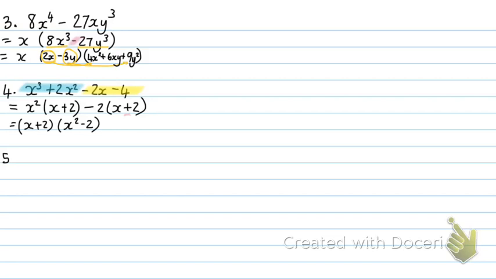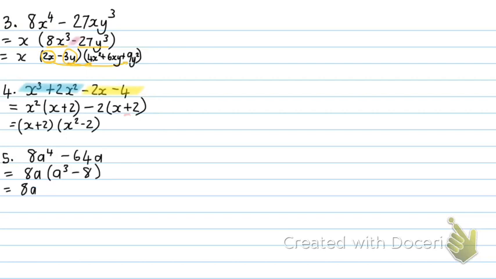Number 5. 8a to the power 4 minus 64a. The first step of factorization is always to take out a common factor. So I take out 8a, and then I'm left with a to the power 3 minus 8. That second bracket is a difference between cubes. So I'm going to factorize it further.